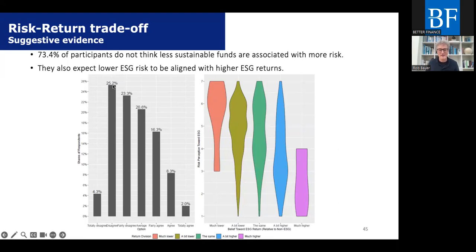So on the one hand, and you see that on the right-hand side, really nicely graphed by my colleague Bin Dong. So you see here that people who have much higher return expectations, that's the belief toward ESG returns relative to non-ESG, they have lower risk expectations. So essentially, people think they can get great returns and low risk. Probably because all the marketing also tells them that. I don't know, but at least that's what they believe.